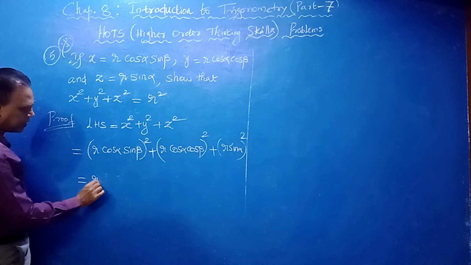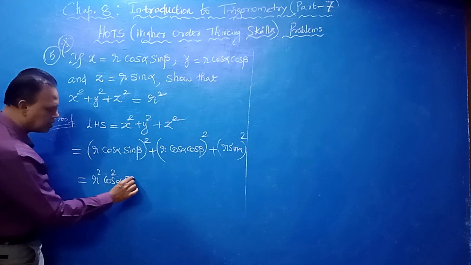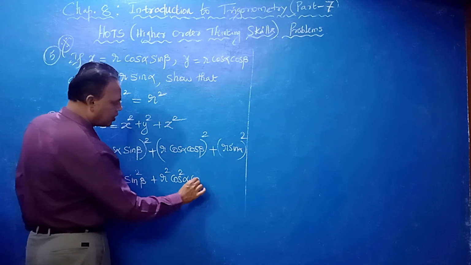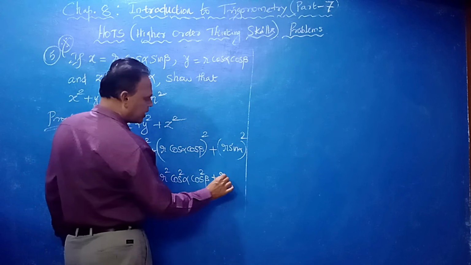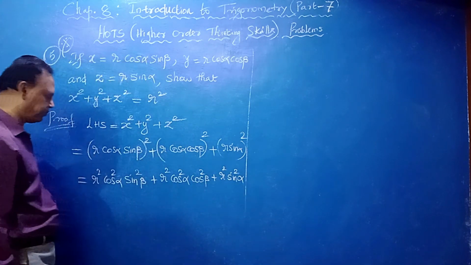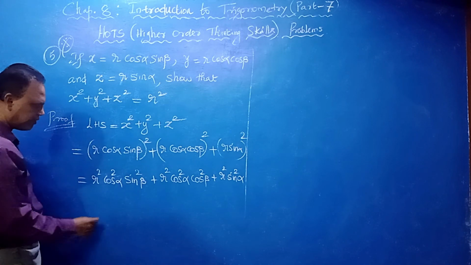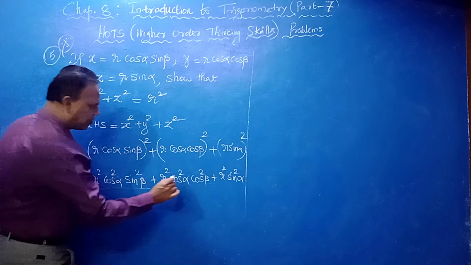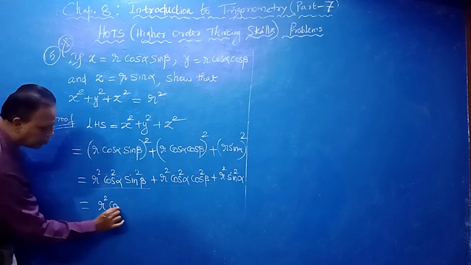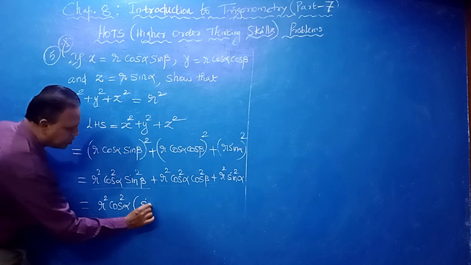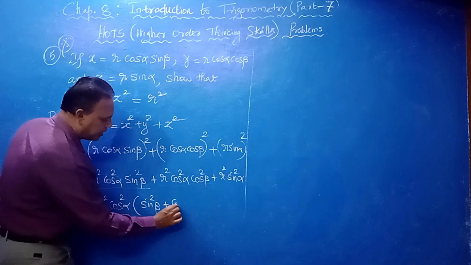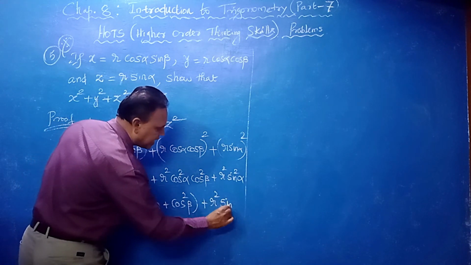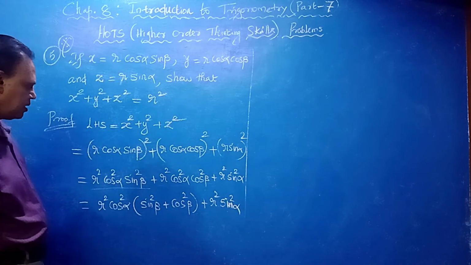r squared cos squared alpha sin squared beta plus here also r squared cos squared alpha cos squared beta plus r squared sin squared alpha, right? Now you see in the first two terms what is common? R squared cos squared alpha is common, you take it out. R squared cos squared alpha you take out, means you will get sin squared beta plus cos squared beta, plus r squared sin squared alpha. This term you write as it is. Okay. Now you see this will be 1.